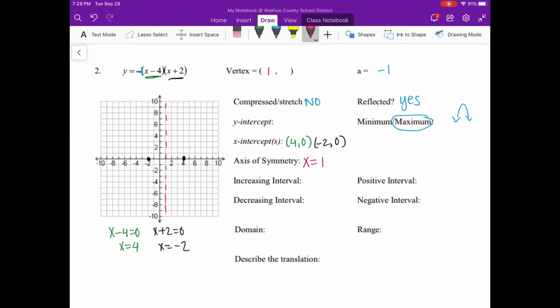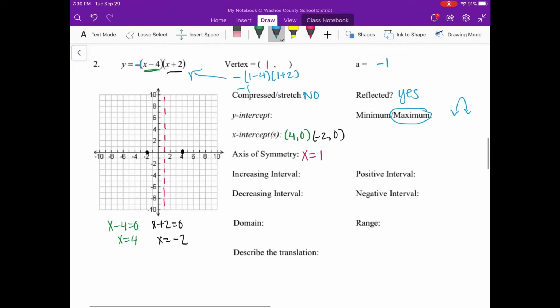To find the y value, we are going to use that x value that you just found and substitute it into the original. So I have a -1 times (1 minus 4)(1 plus 2). The negative follows the problem the entire time. So when I multiply this through, I get a +9. Therefore, my vertex y value is up here, which makes sense because it shows that my graph will be opening down because, again, it is reflected based on that -1 value.